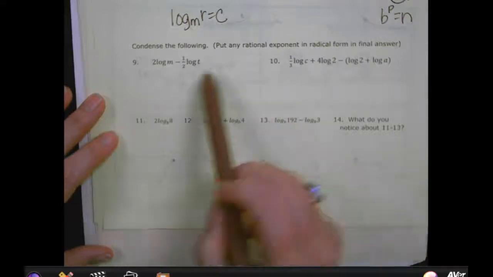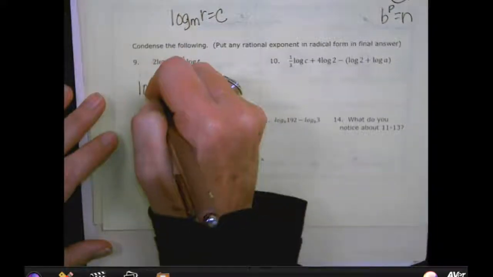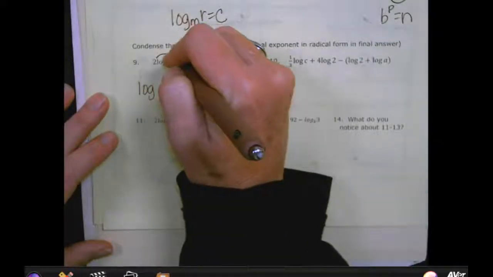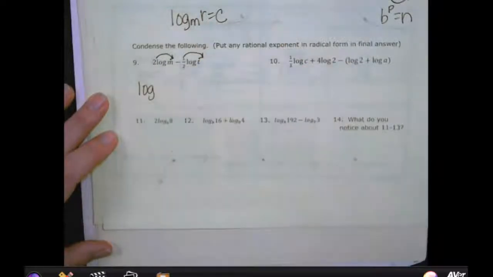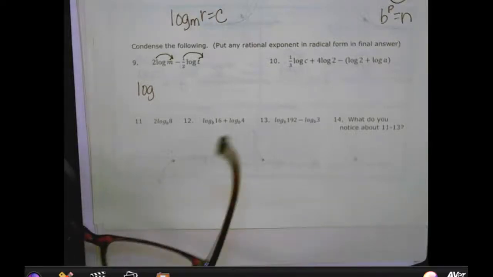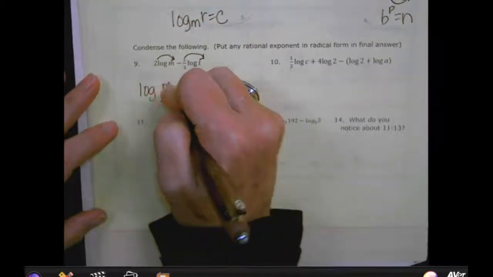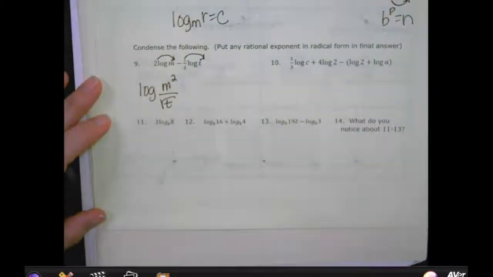All right, so I'm going to condense, which means I'm only going to have one log. So when it's written in front, that means this is an exponent, and this is going to be an exponent. But t to the 1/2, that means the square root of t, right? And t to the 1/3 would be the cube root of t. So I'm going to write this one, m squared divided by the square root of t.